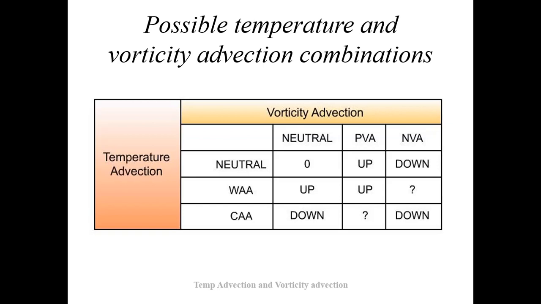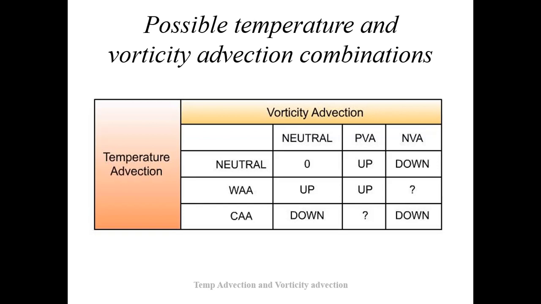If you combine neutral temperature advection with positive vorticity advection, you get upward rising air. If you combine neutral temperature advection, which means there's no change in temperature, with negative vorticity advection, NVA, you have downward vertical motion. So when I have one of these cases where temperature advection is zero or neutral, I want you to completely disregard it. If it's neutral, it's non-existent. And now you're only focusing, like we just went over, on PVA and NVA, positive or negative vorticity advection.